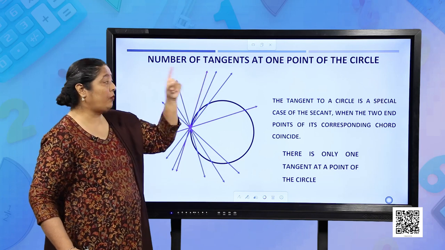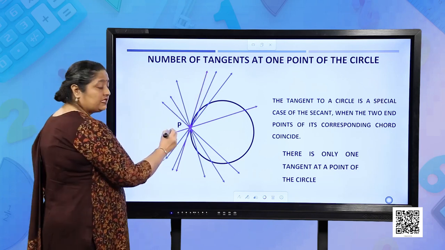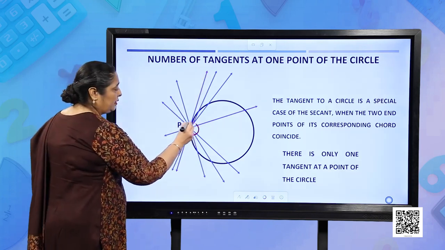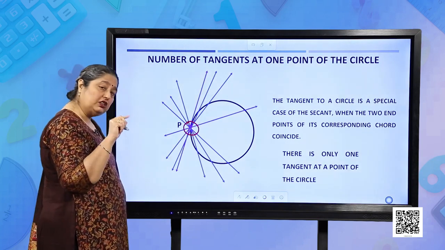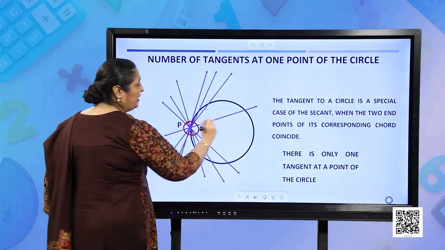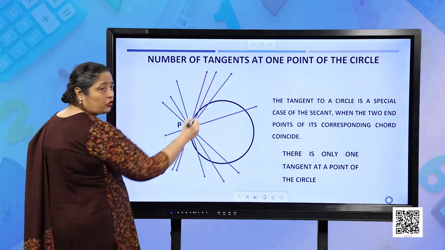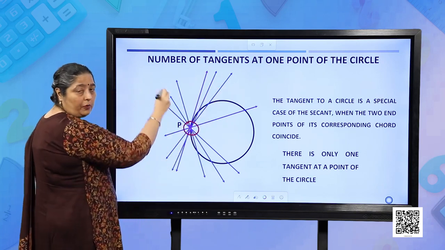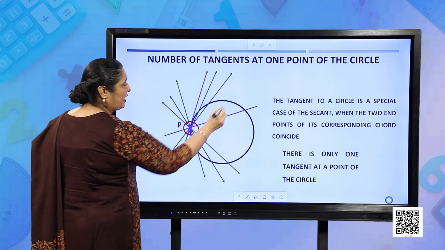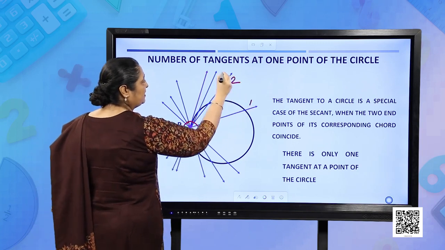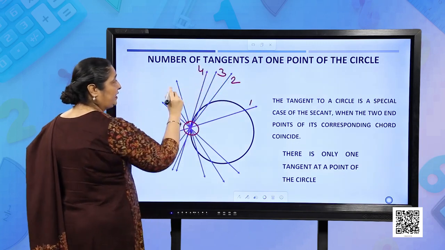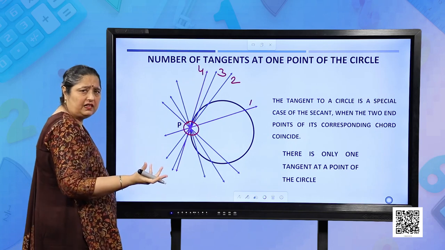Number of tangents from one point of the circle. Here is the one point P. This is one point on the circle, right? You can see how many lines can be drawn from this one point. Now, this is one line, this is the second line, this is the third line, this is the fourth line. A number of lines, right?